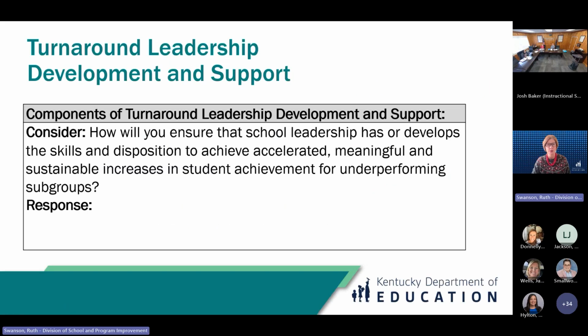So here is that section from the addendum, and what it asks you to consider is how you will ensure that the school leadership has or develops the skills and disposition to achieve accelerated, meaningful, and sustainable increases in student achievement for underperforming subgroups.